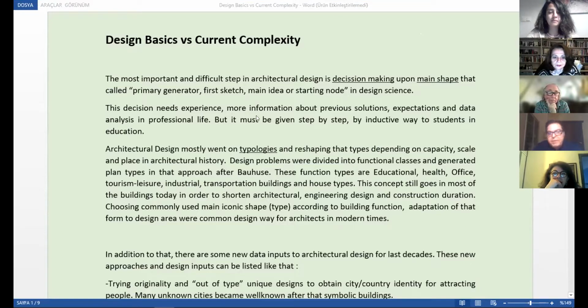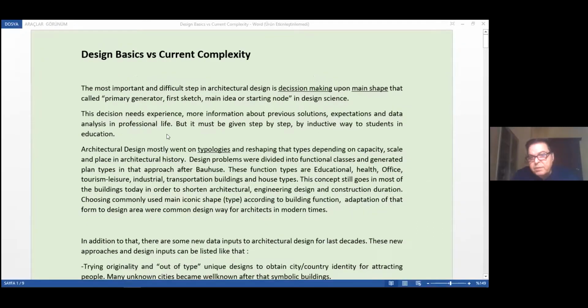My presentation's title is Design Basics versus Current Complexity. The most important and difficult step in architectural design is decision-making upon main shape, that is called primary generator, first sketch, main idea, or starting node in design science. This decision means experience, more information about previous solutions, expectations, and data analysis in professional life. But it must be given step by step by inductive way to students in education.